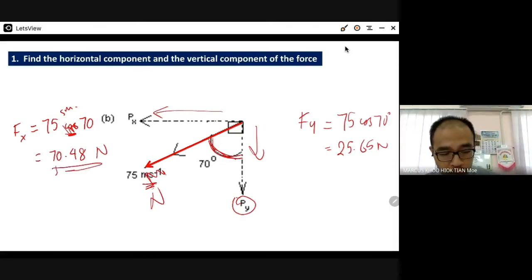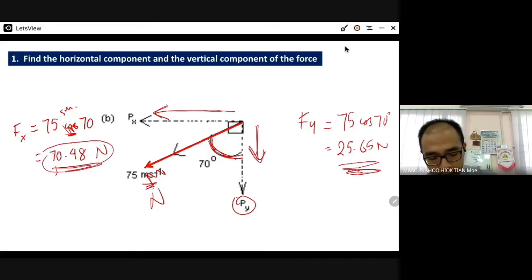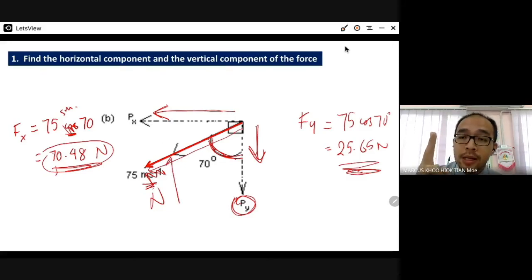Let me remind you again. What do these two values mean? These two values mean that if I put a force over here at 70.48 and I put a force over here at 25.65, I will get a resultant force this way. The red one shows the resultant force. This is what you learned in the first subtopic. This subtopic we want to split the resultant force into two components, by using Fx and Fy.